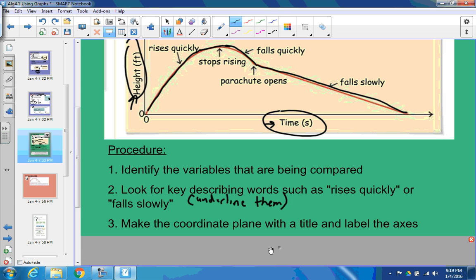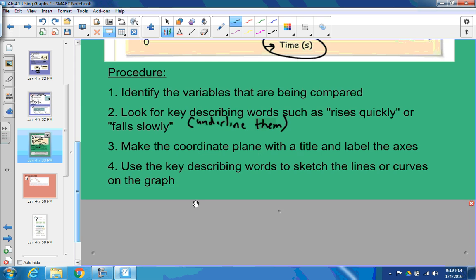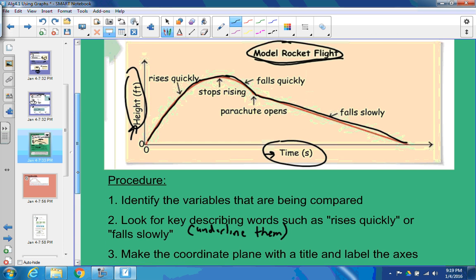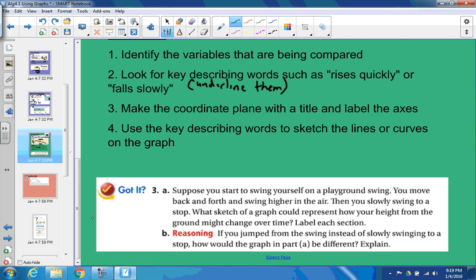Then make your coordinate plane with the title and label. So the title again is on top. We have our labels of our axes. And then finally, use those key describing words to graph the line or curves on the graph. All right? So I've got one more example here, and we'll go through this one together.